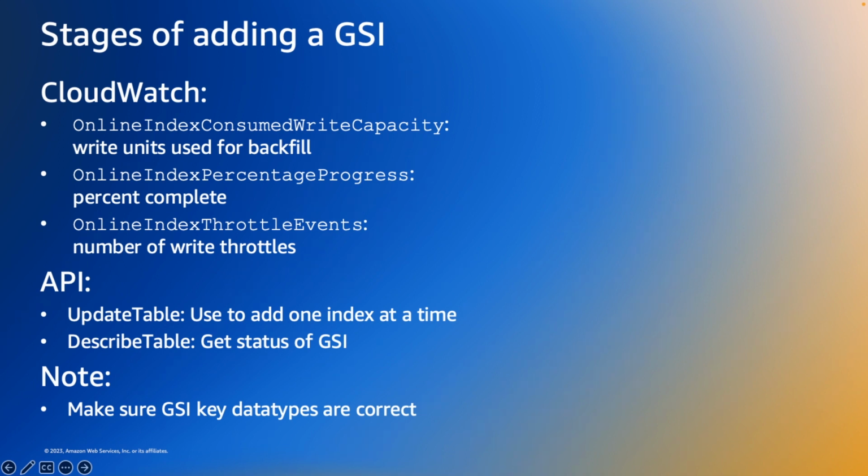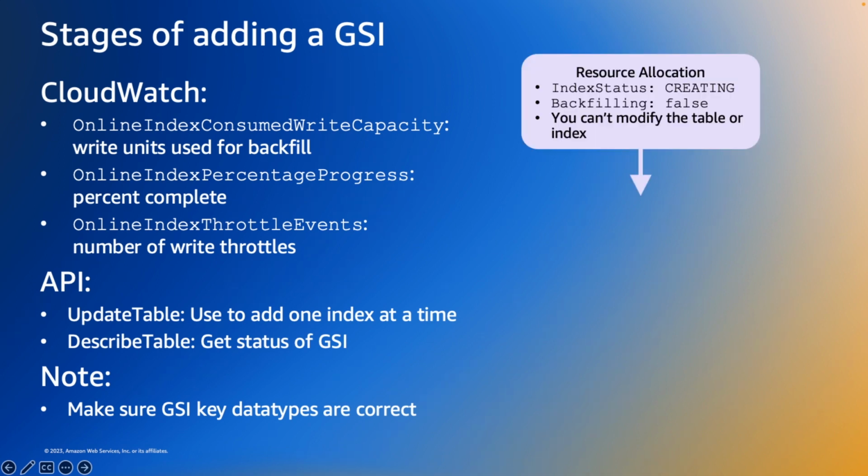Now, it is a multi-step process where, from your perspective, you just call update table, you provide the key schema, which are the primary keys of the global secondary indexes, as well as information about the projection. Do you want to include specific attributes? Do you want to include all attributes? Things like that. It starts with the first call. So you call update table, and the index status, if you call describe table, will go to creating. It will also say backfilling is false.